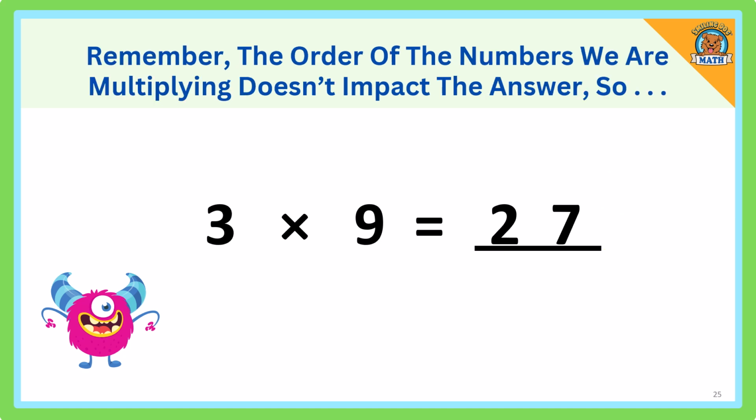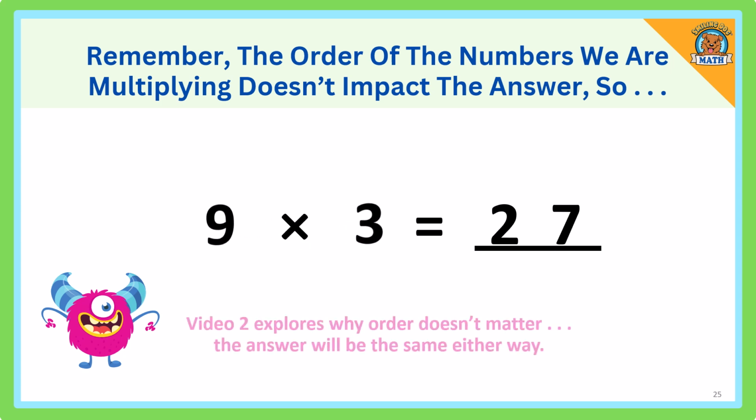And remember, the order of the numbers we are multiplying does not impact the answer. So if we know 3 times 9 equals 27, we also know that 9 times 3 equals 27. And if you're not sure why that is, check out the second video in this series.